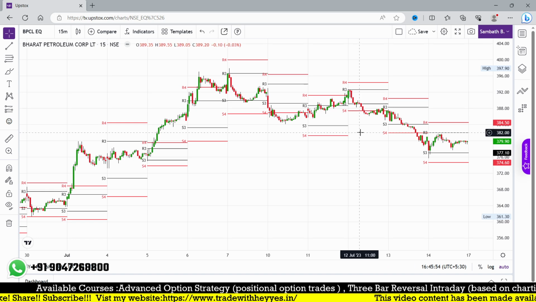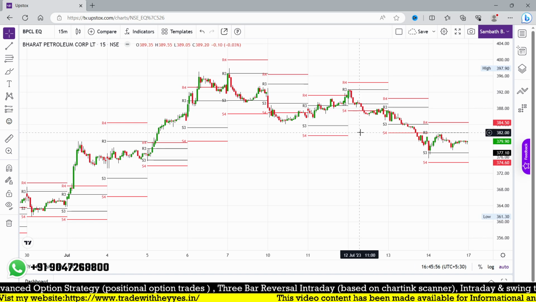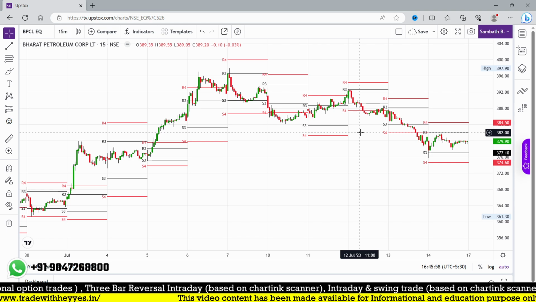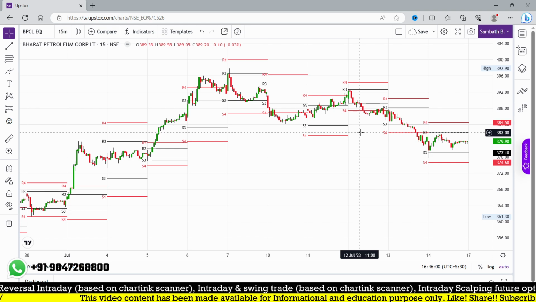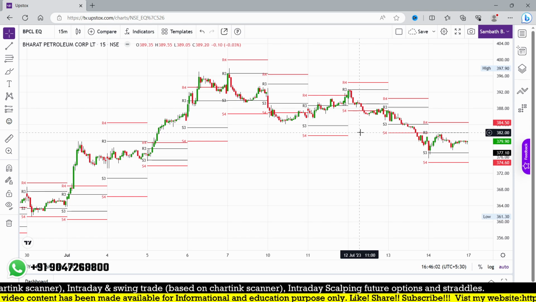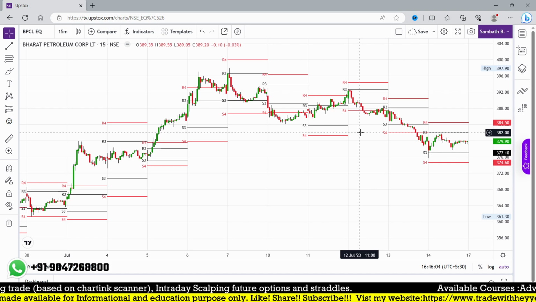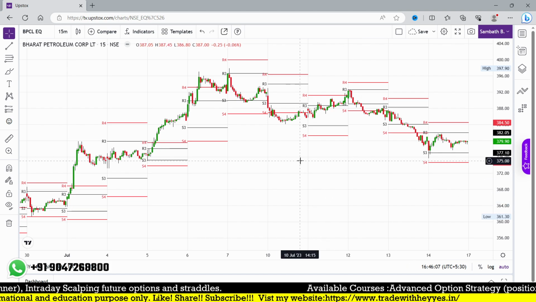Okay, simply we are going to take R4 breakout and S4 breakdown, but we are going to focus on the range of that particular R4 and S4 being very low or very small, compared to the previous day or overall level.